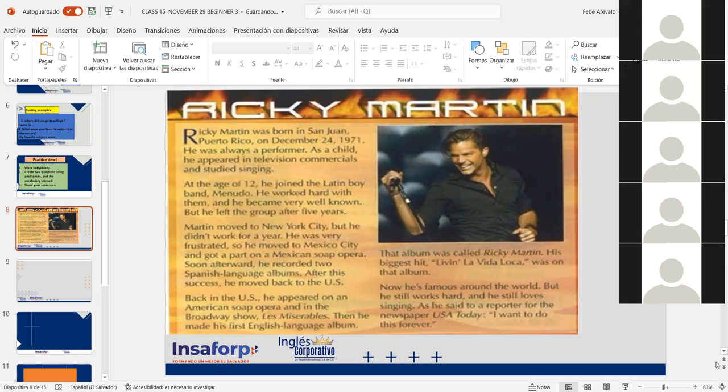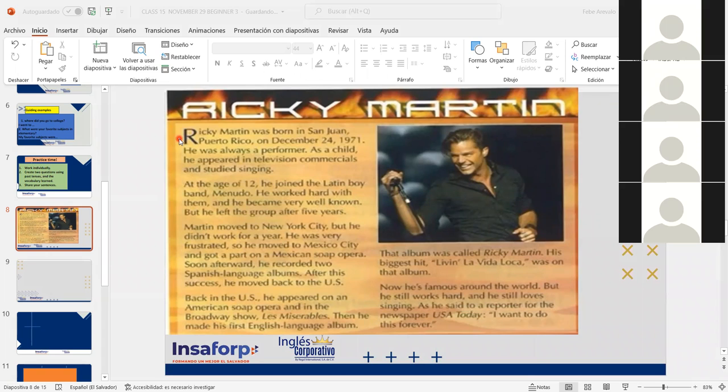Let me check. I'm going to have Isis Reyes. Can you please read the first paragraph? ¿Me lee el primer paragraph? Okay. Ricky Martin was born in San Juan, Puerto Rico, on December 24, in 1971. He was always a performer. As a child, he appeared in television commercials and studied singing.